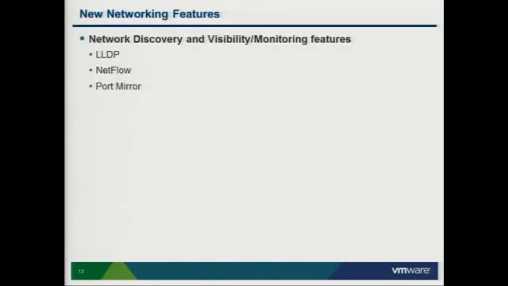There are two main categories of features that are new in vSphere 5. One is network discovery and visibility monitoring features. These features really address the needs of network administrators. You might have heard from your network administrator that they don't have visibility into your virtual infrastructure traffic, and can't see what is going on between two VMs on the same host because the traffic never hits the physical interface.